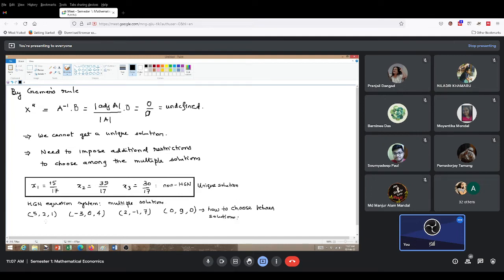So generally what we do is we impose additional restrictions. For instance, if we say that x1 is strictly greater than 0, right? So this equation system, and we impose this condition. The solution values have to be greater than 0. In that case, what will be the solution? Over here, what is the problem? X1 is negative, X2 is 0. So this cannot be the final solution. Over here, X2 is negative. Here, X1 and X3 are negative. So the only possible solution becomes this one. This is the only feasible solution.